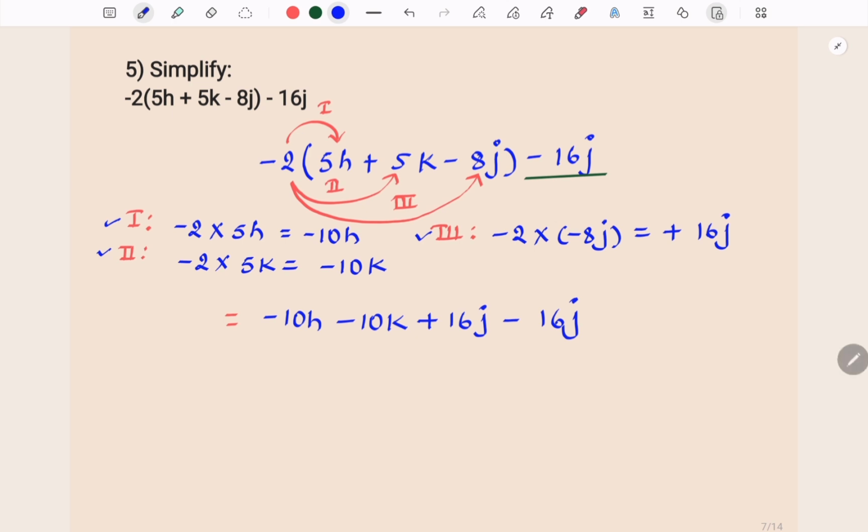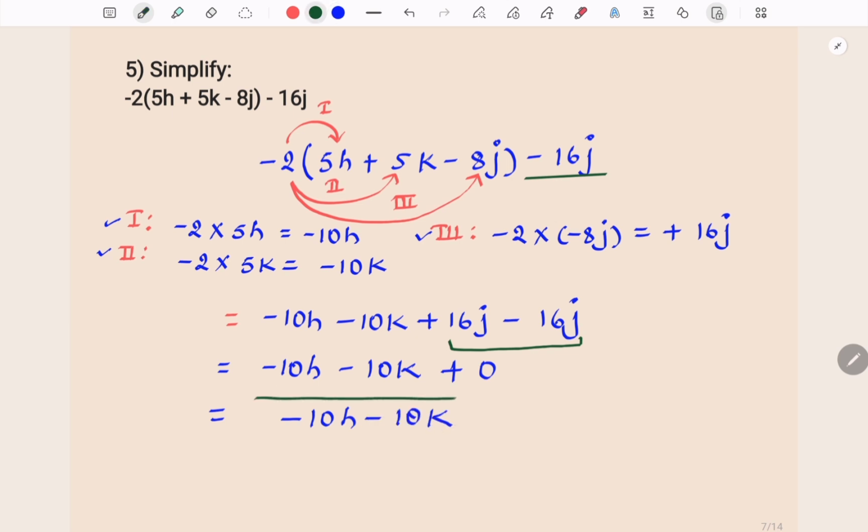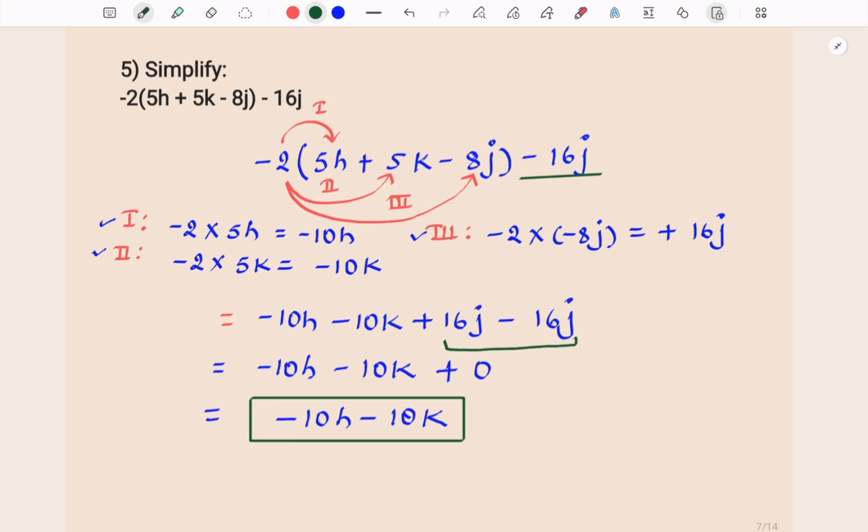Okay. So now I will group the like terms together, but we can see here that the like terms are already clubbed together, right? So minus 10h, minus 10k, and 16j minus 16j is 0. So minus 10h minus 10k is our final answer for this question. Now let's move on to the next question.